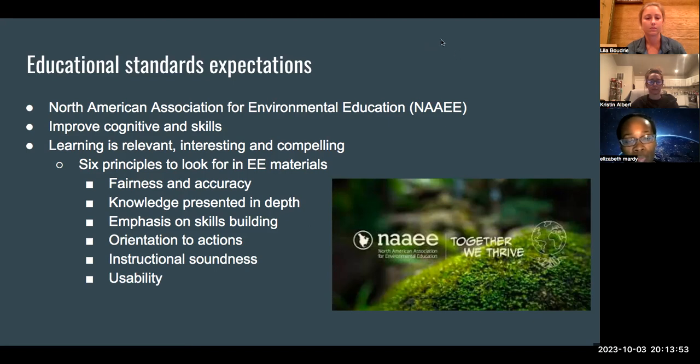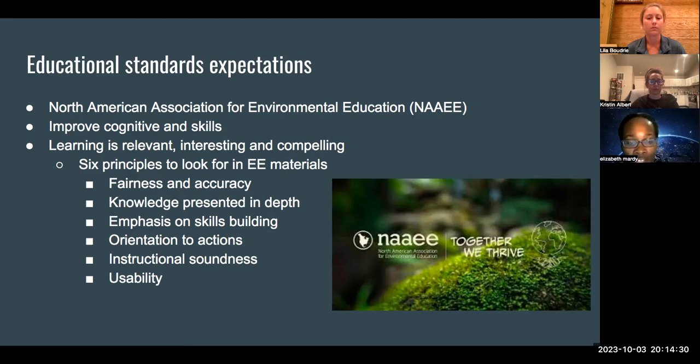And there are 6 basic principles in the NAAEE guidelines to look for in environmental education materials, like fairness and accuracy. It describes environmental problems and issues, with knowledge presented in depth. It means to foster awareness of the natural and built environment and understanding of environmental concepts. And the emphasis on skills building means building lifelong skills that enable learners to address environmental issues. And while you're addressing environmental issues, it also prevents problems from arising.